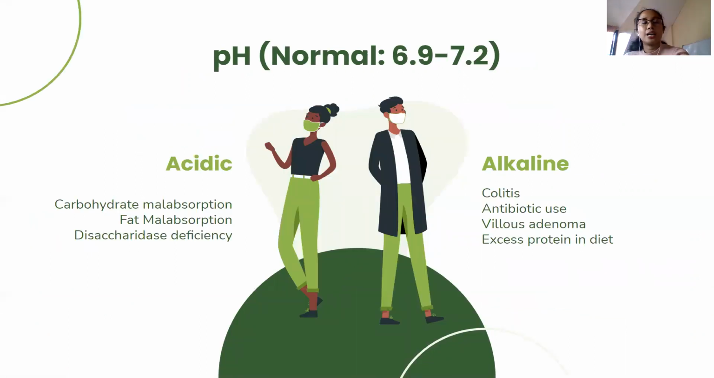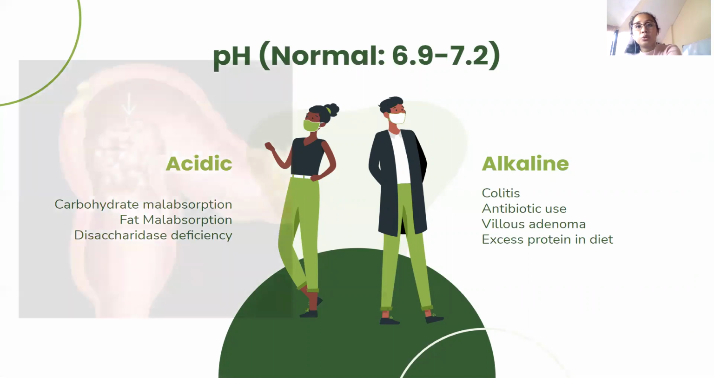So class, the pH of your stool is 6.9 to 7.2. So it's fairly basic neutral. If there is excess carbohydrate, where the carbohydrate and fat are not absorbed, and disaccharidase deficiency, for example, lactose intolerance, expect that the stool is acidic. And alkaline, when there is colitis, antibiotic use, villous adenoma.